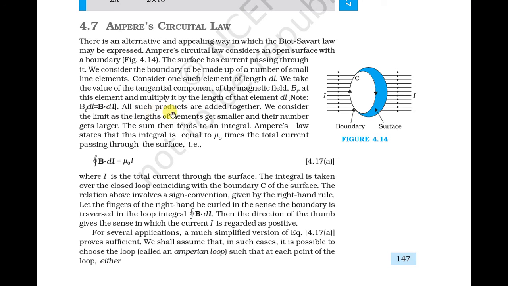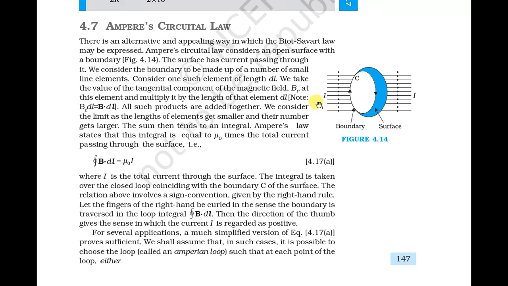All such products are added together. We consider the limit as the length of the elements gets smaller and their number gets larger. The sum then tends to an integral. Ampere's law states that the integral is equal to mu 0 times the total current passing through the surface: the integral of B dot dl equals mu 0 I.